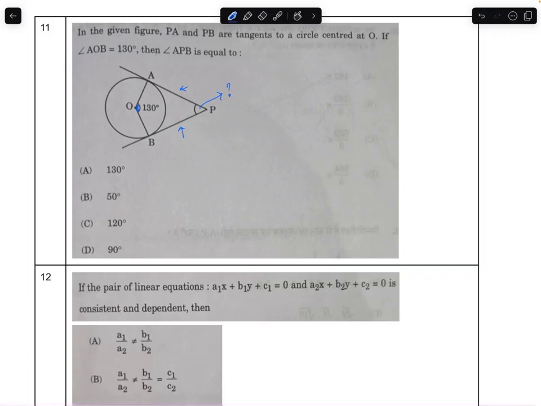We have already learned that such a quadrilateral is cyclic. That is, the opposite angles add up to 180 degrees. Based on that property, 130 plus angle P is equal to 180. That is, angle P is equal to 50 degrees. Angle P is nothing but that angle APB. Answer is B.